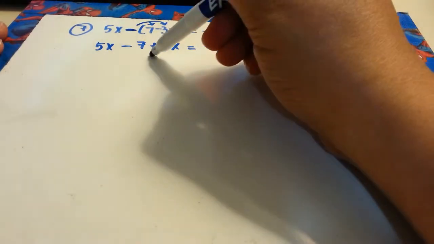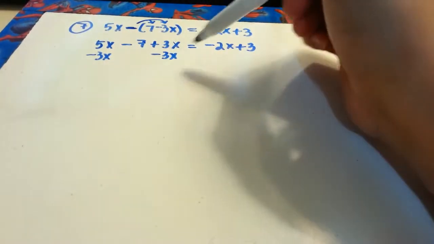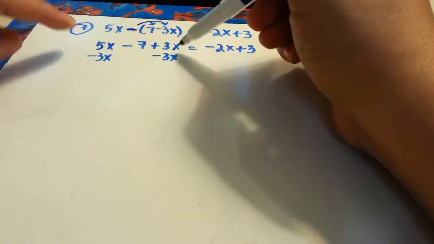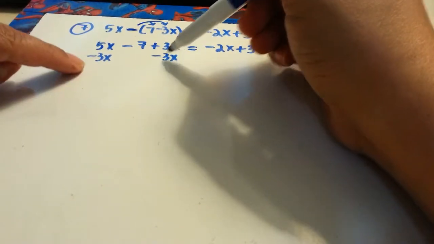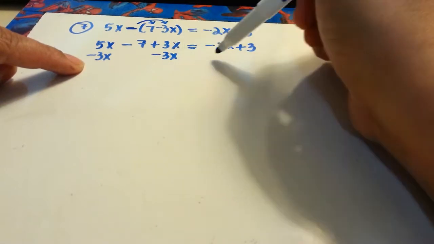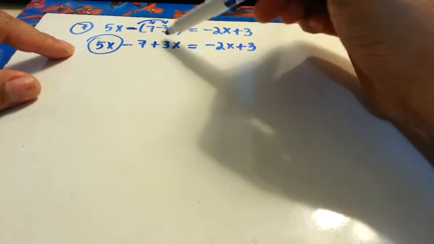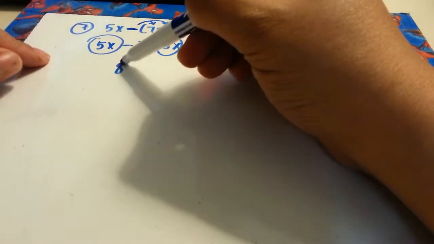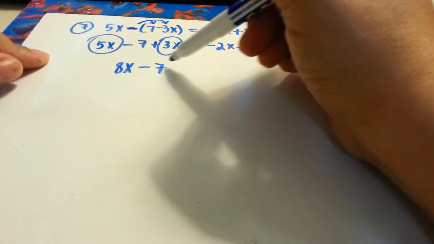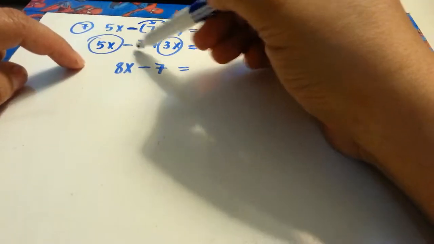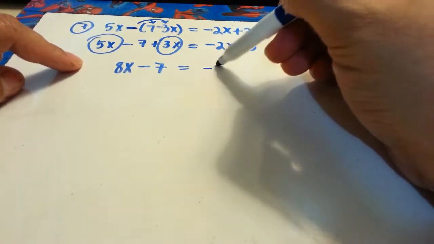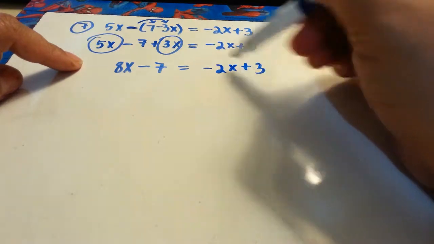Now on this side, you have a 5x and a 3x. Something that a student might do, they might do this. This is wrong, very wrong, because they're on the same side of the equal sign. You only do that when you're on opposite sides of the equal sign. It's a very incorrect thing to do. Here, you just combine like terms. You have 5x and 3x, so really you have 8x. Minus 7, this part right here, equals negative 2x plus 3.